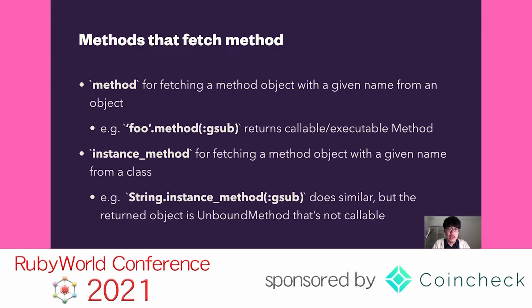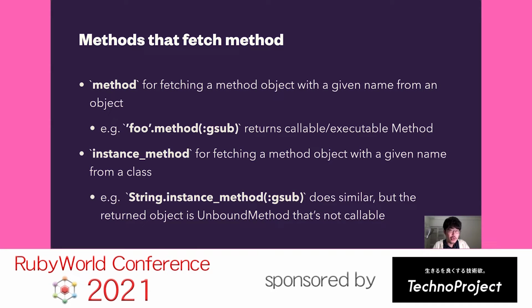This is to make a method into an object, to bring a method and make it into an object, and to return that. Let's say there's a string of characters, and I put gsub as a symbol. Then the method object of gsub will be returned, which is executable. This is the method that is executable, and if it's executed, gsub will be called.